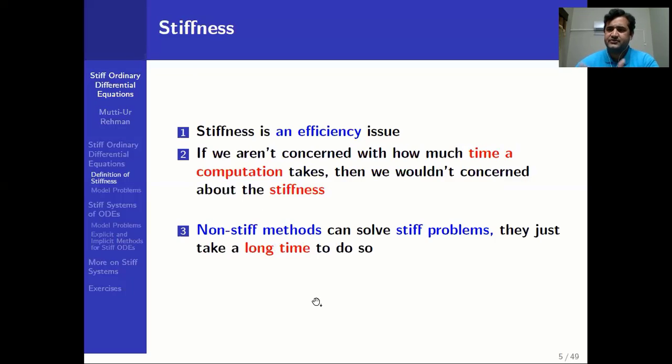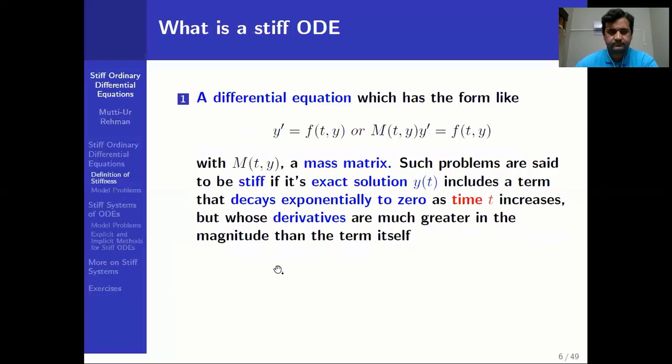Non-stiff methods are also widely available, and can be applied to stiff problems. But the only thing is, they will take a long time to solve a stiff problem.